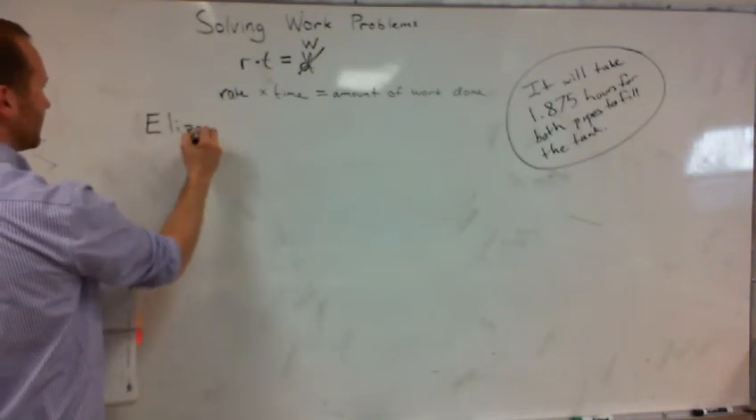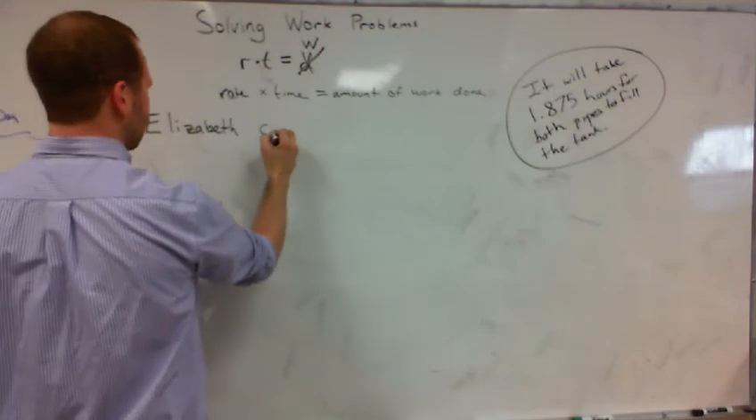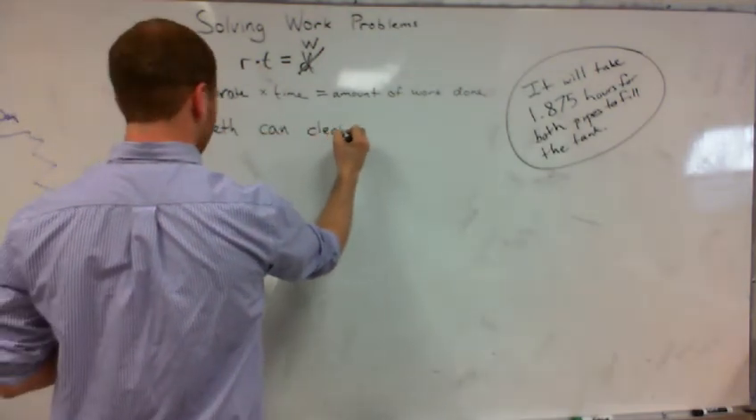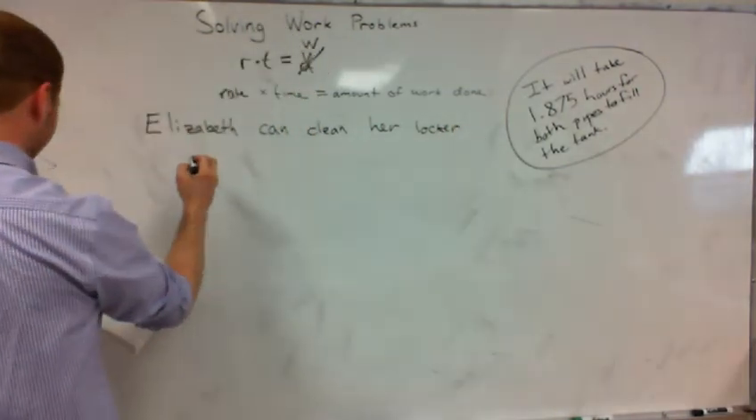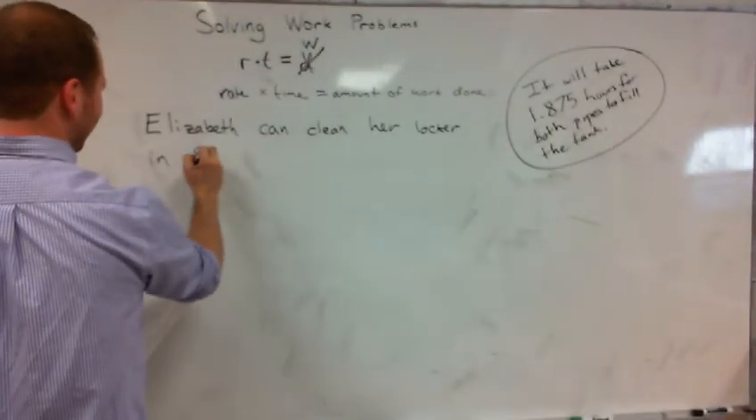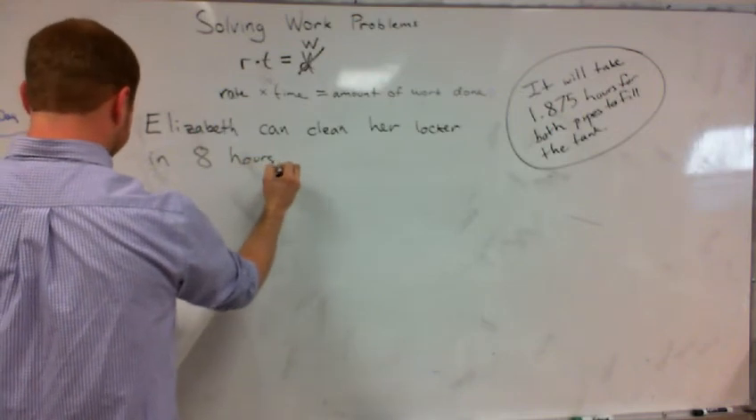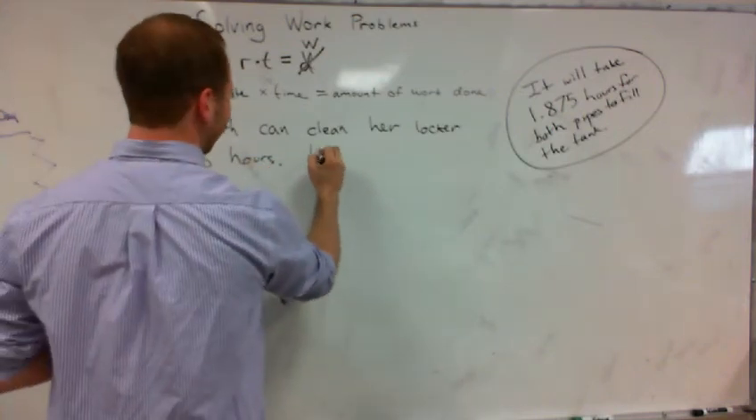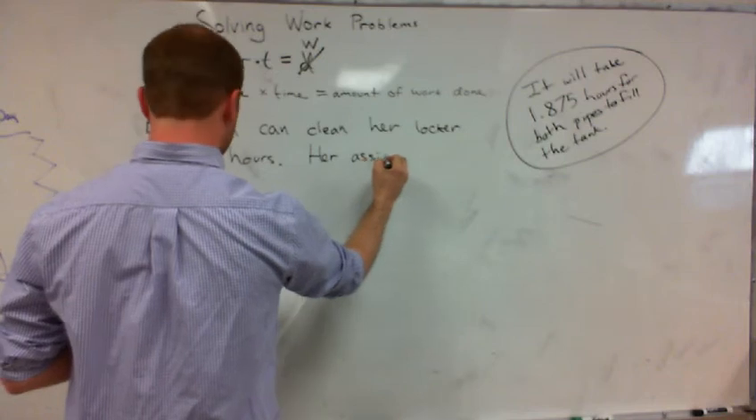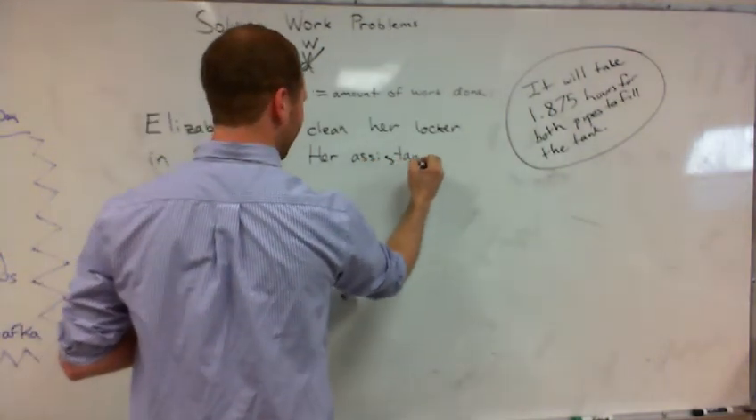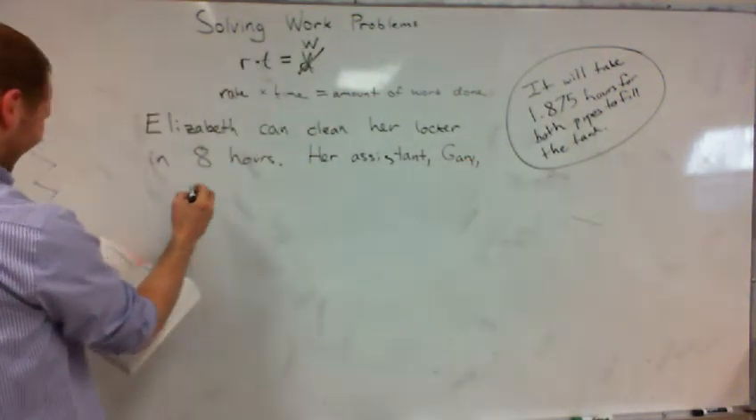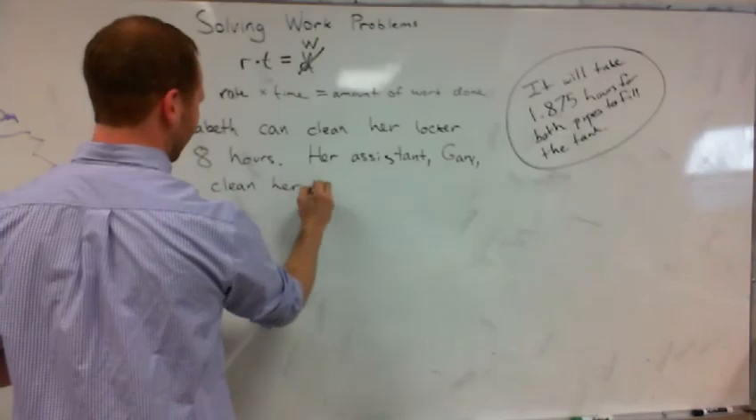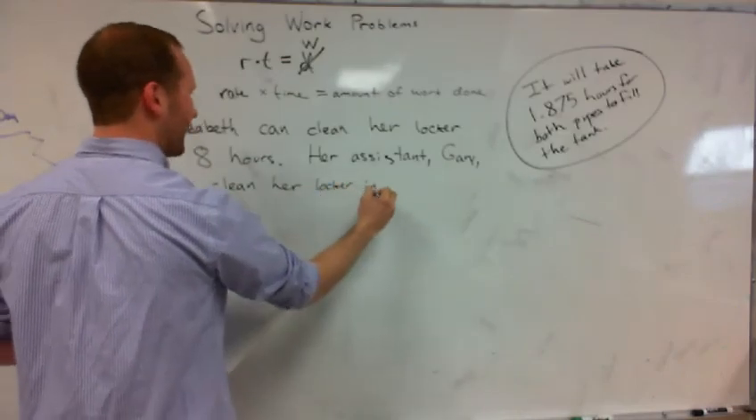Elizabeth can clean her locker in 8 hours. Her assistant can clean it in 2 hours. Gary, your locker cleaning assistant, can clean it in 24 hours. Can clean the same locker in 12 hours.